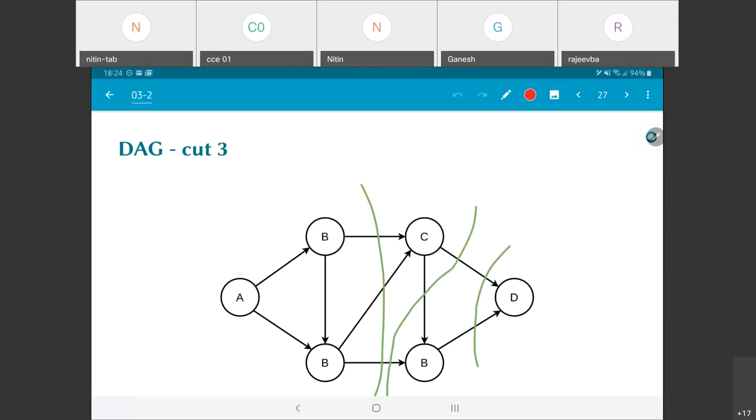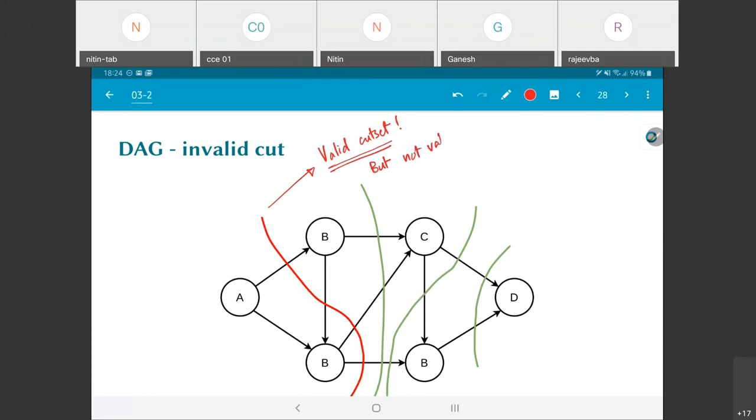Okay, but there's one catch. What is that catch? Let's look at this cutset. This red line over here is also a valid cutset, but it's not valid for pipelining. Now, why is that?